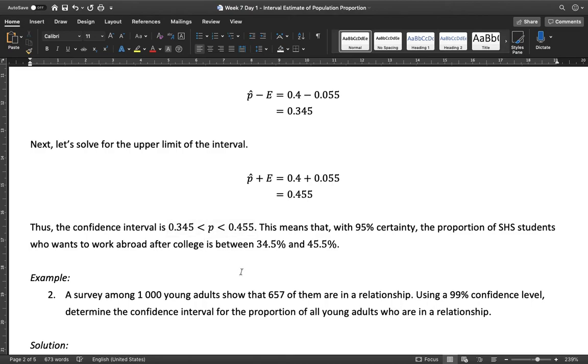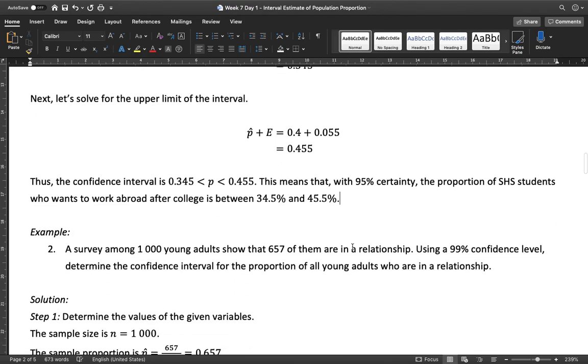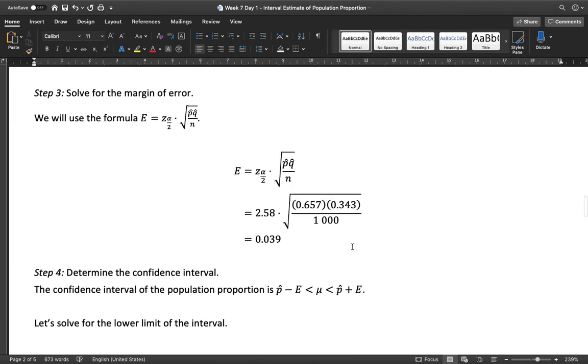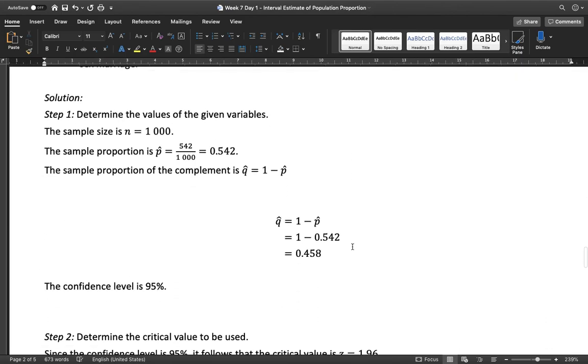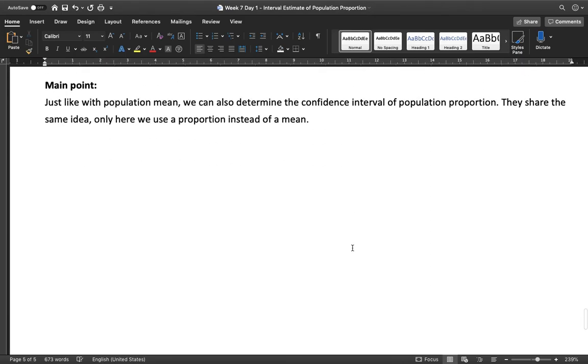So, we say here that with 95% certainty, 95% sure tayo na yung population ng senior high school students who want to work abroad after college is between 34.5% and 45.5%. So, that's our interval estimate ng mga gustong mag-abroad after college. So we have some other examples here. Please review these examples.